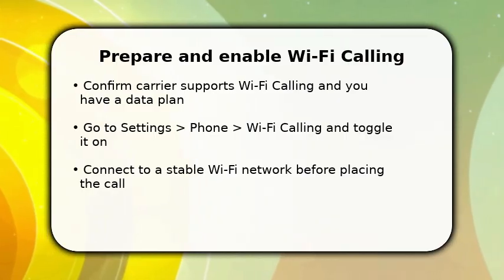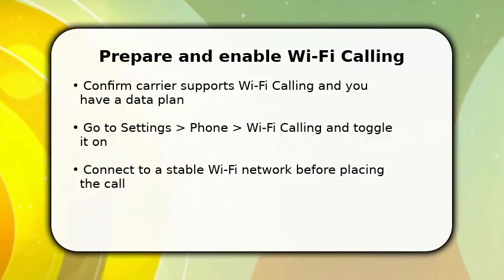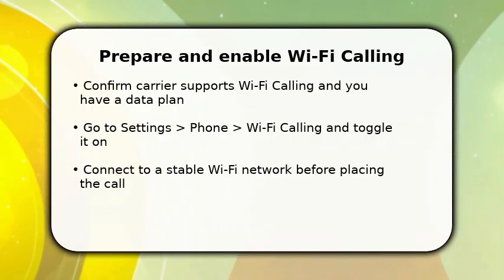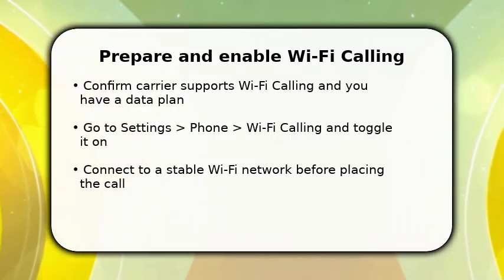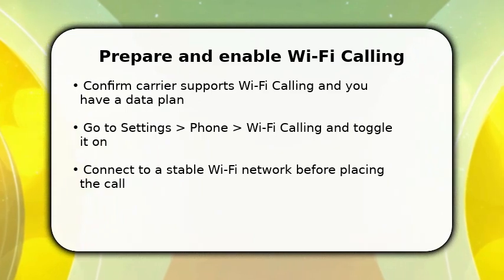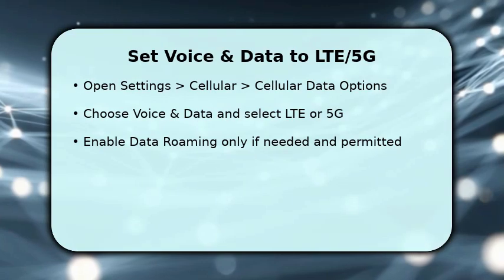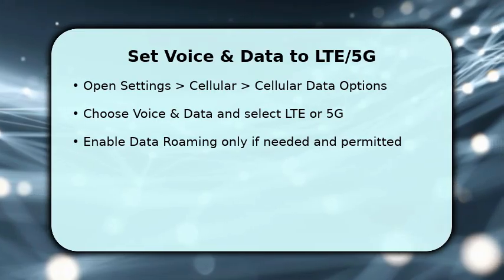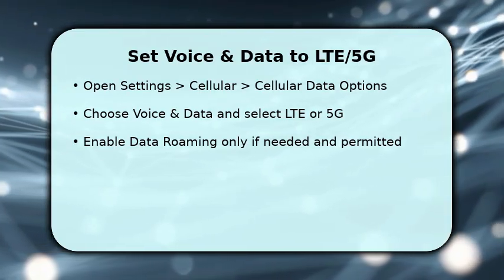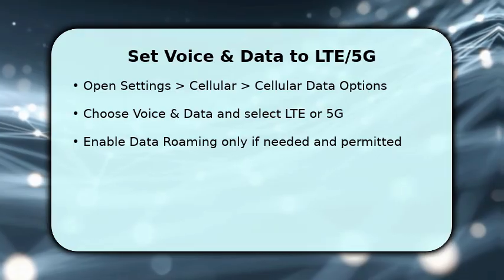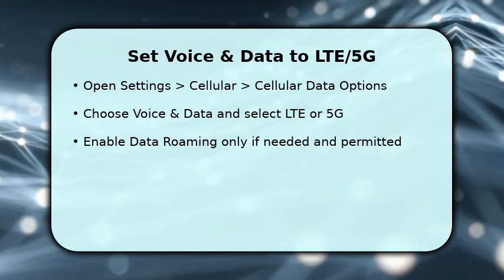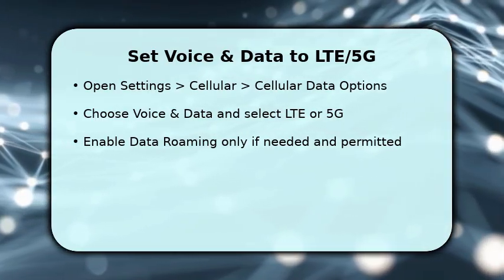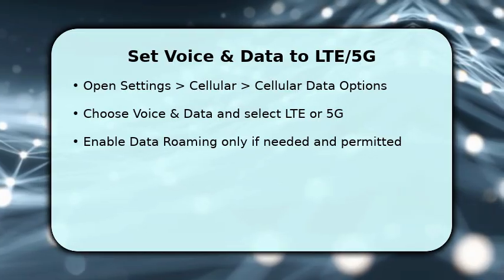If you prefer cellular data instead, ensure LTE or 5G is set for voice and data in cellular settings. Once done, proceed to place the call so the phone can route voice separately from app data usage. Next, force the iPhone to use LTE or 5G for voice and data together so apps can keep using mobile data during calls. Go to Settings, Cellular, Data Options, Voice and Data, and pick LTE or 5G, not just 3G.